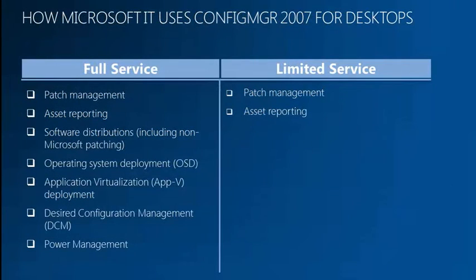One of the things we usually set is the level of features that we are using in Configuration Manager. You can see we have categorized feature usage into two different categories. One we refer to internally as full service. A full service is basically where all desktops receive all the services on the left-hand side: patch management, software distribution, asset management, and so on.